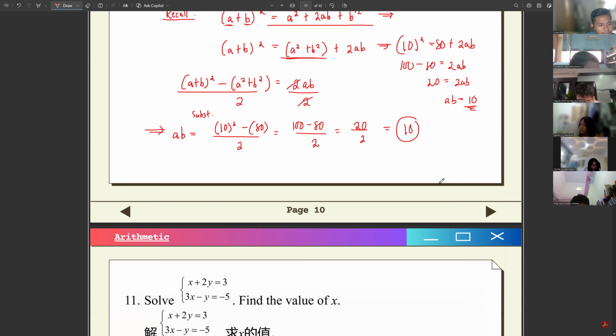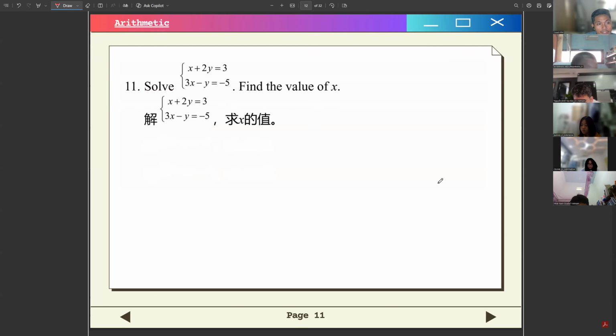Number 11, solve for this system of equations. What do we do again when we have a system of equations? In this case, we have two equations, two unknowns. Two equations, the unknowns are x and y. What we do is either elimination or substitution. Personally, I prefer elimination. So one way we can do this is we want to eliminate y, for example.